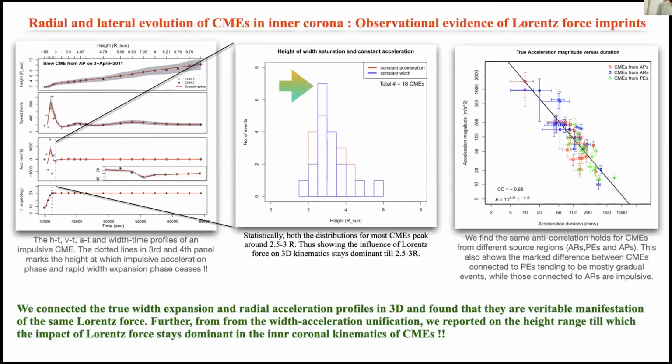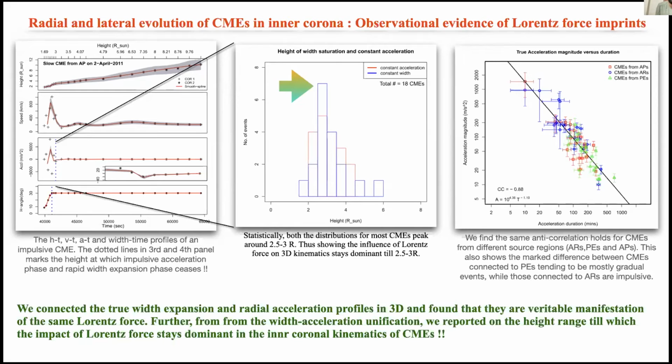So what we saw for one particular event is that these 2 heights are lying really near to each other. And to check whether this was just coincidental or whether this happens for other events as well, we repeated this exercise for all the other events. And luckily, what we found is that the heights at which the impulsive acceleration ceases and the heights at which this rapid width expansion also saturates happen to be overlapping for most of the events.